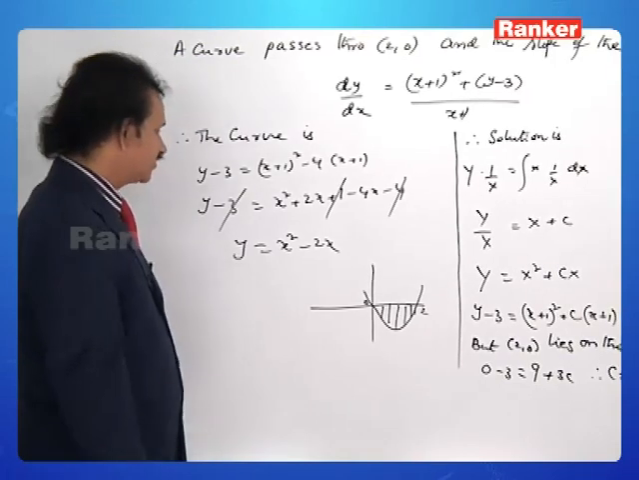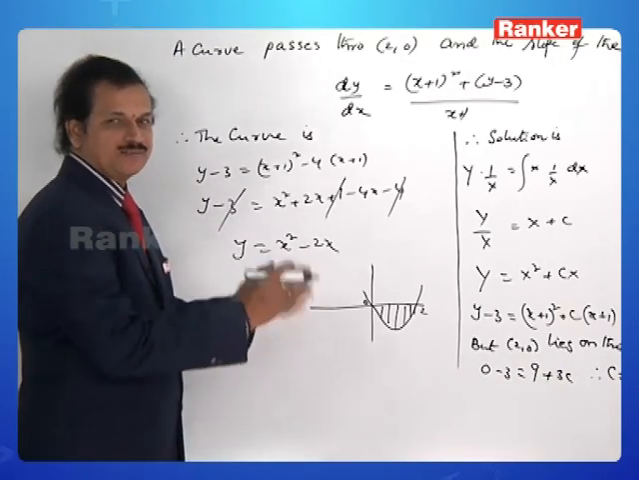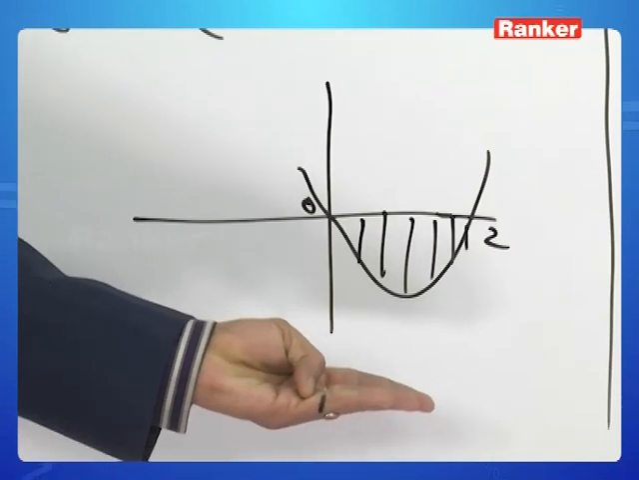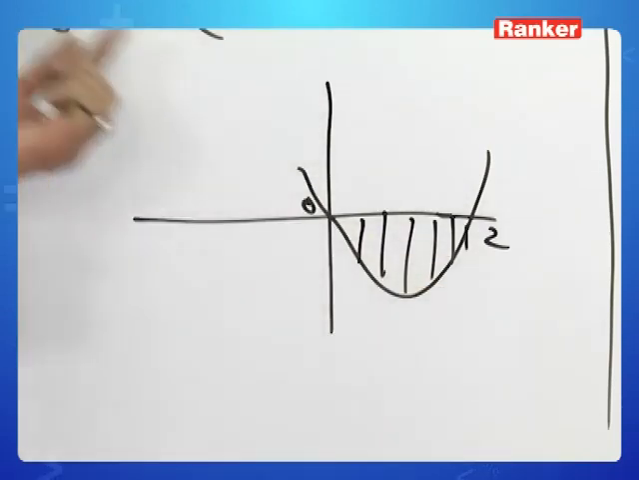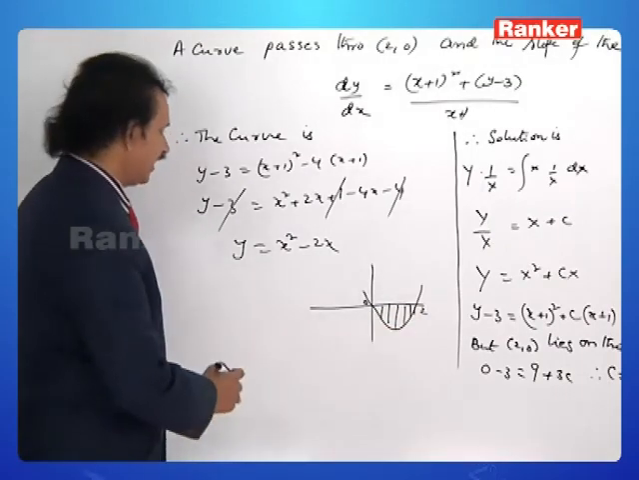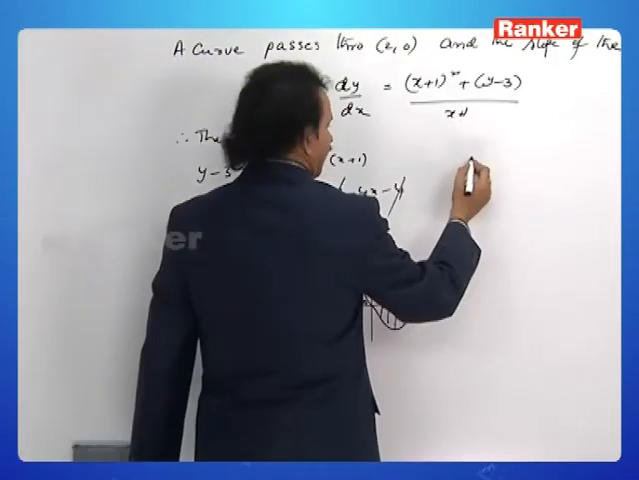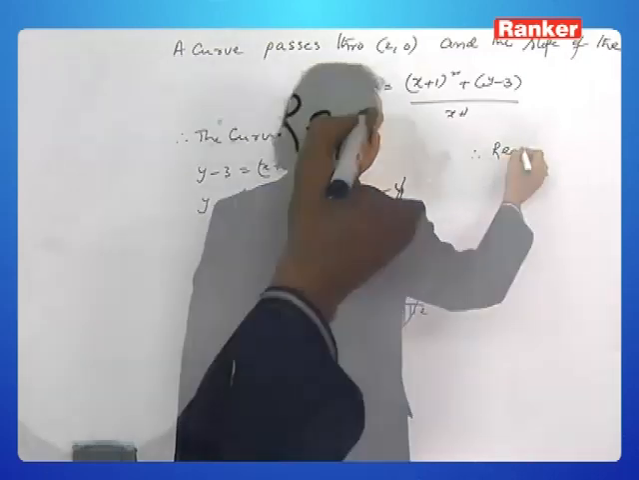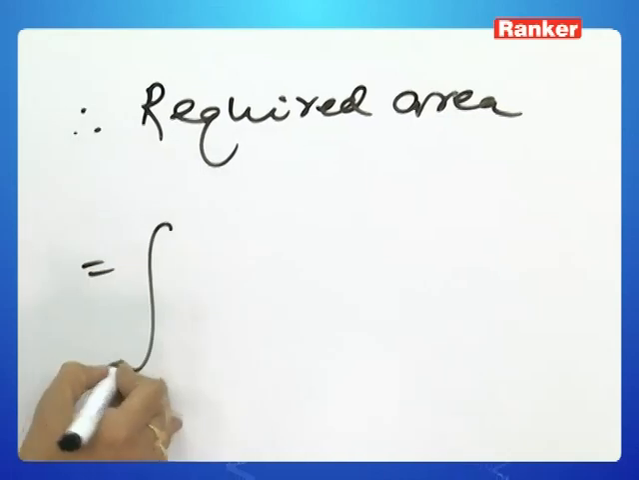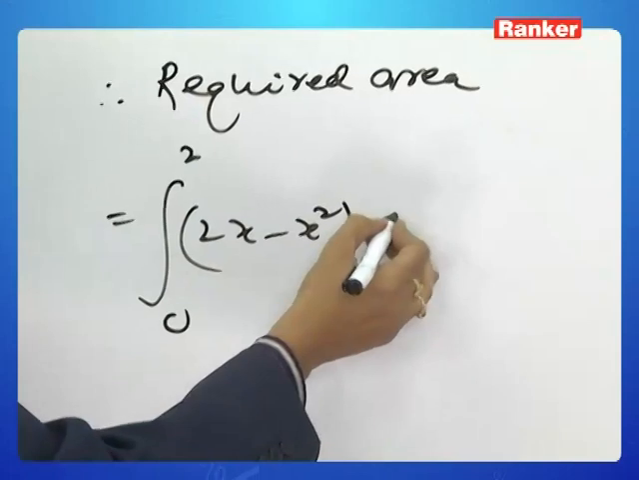Therefore, the required area is the integral from 0 to 2 of 2x minus x square, because we have to take the modulus of that. As x square minus 2x is negative between these two limits, it lies below the x-axis. So we have to take the integral from 0 to 2 of 2x minus x square dx.